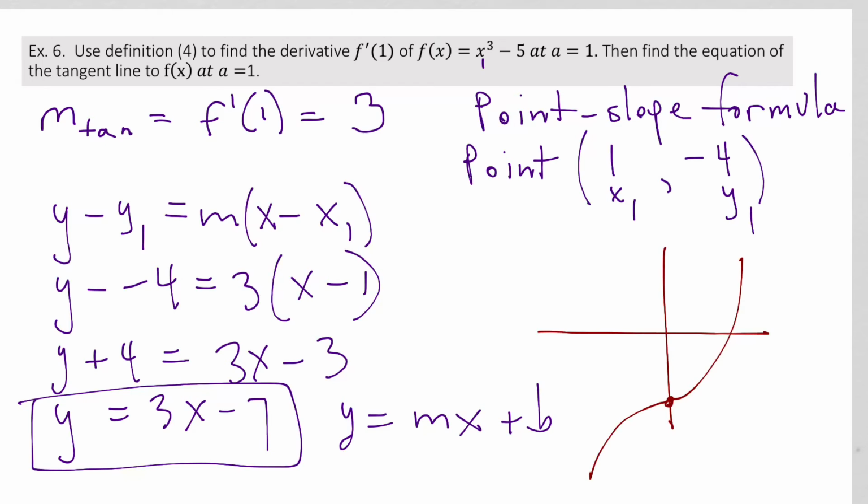So just to make sure you understand what we found, this is a cubic translated down by 5, so I made a rough sketch. So we found the slope of the tangent line hitting that curve right there at this point here, which is (1, negative 4). So we can see that it's a positive slope. It's got a negative y-intercept, so that looks good. All right?